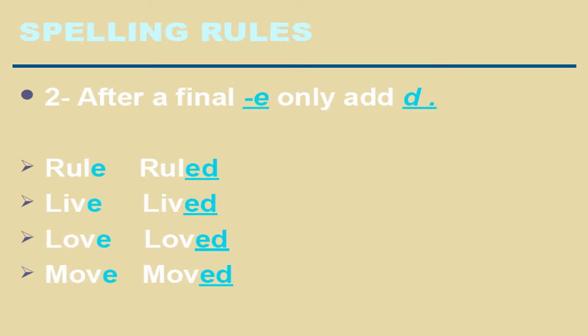After the final E, we only add D. Note here the verb rule. It ends with E. So, in the past simple it becomes ruled. Live, lived. Love, loved. Move, moved.